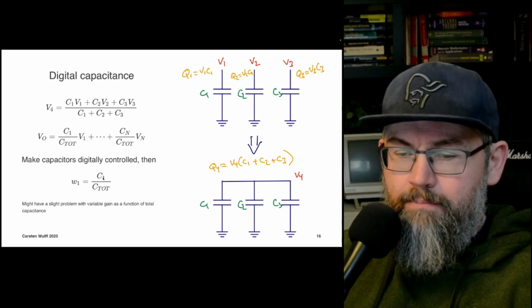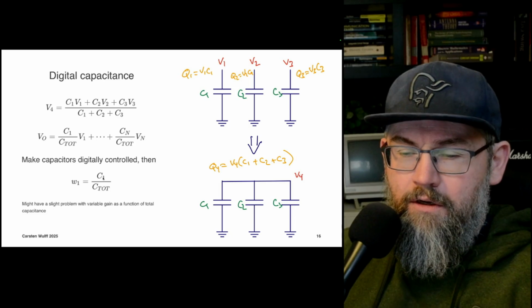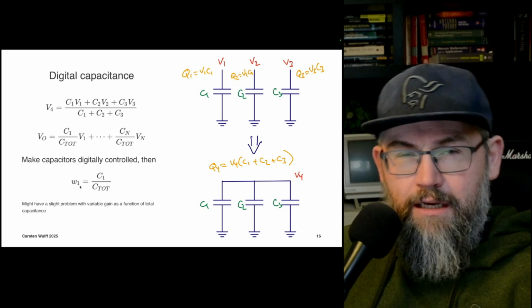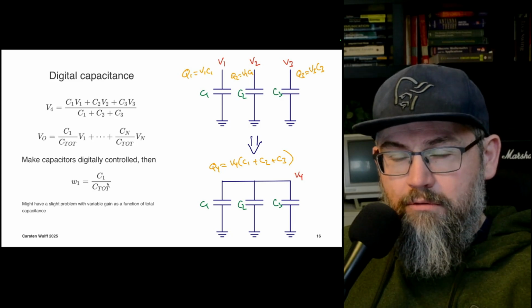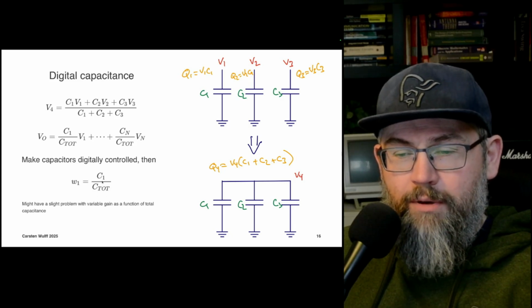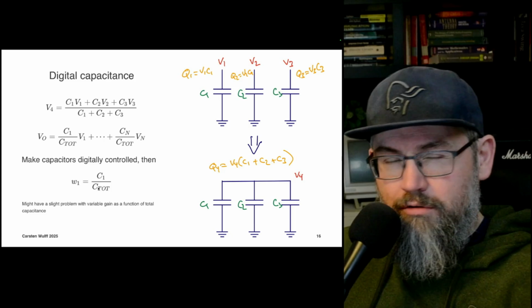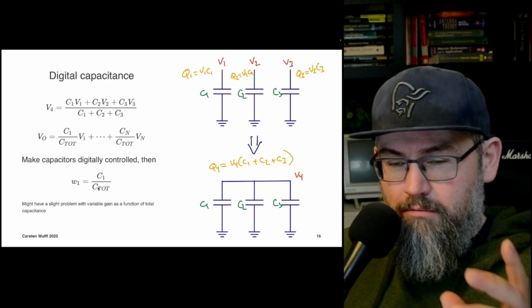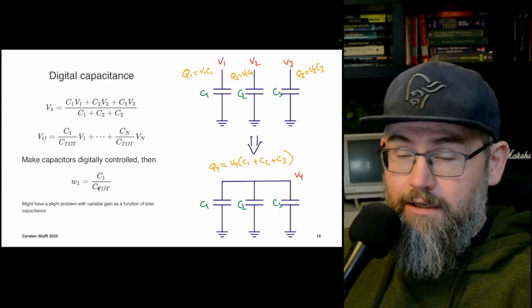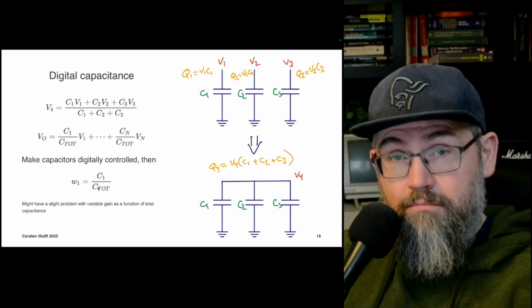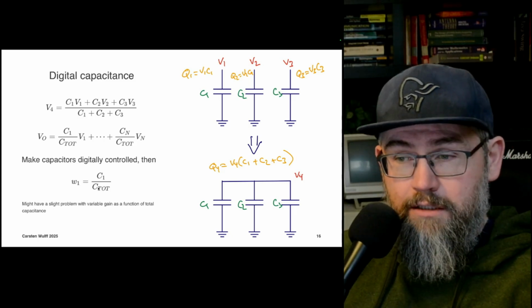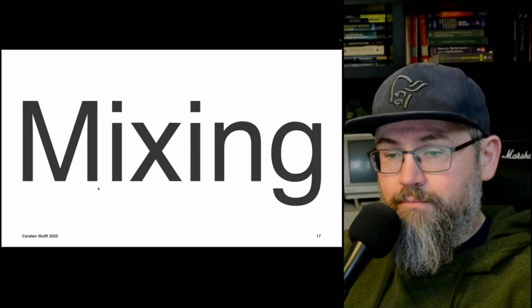Now, it might be a bit tricky here, since if you scale the W1s independently, then the actual coefficients will depend on the total capacitance. So I'm not sure how that plays into the neural network. I haven't really looked at that, but you can have a look at that and see how it works. But one way to implement this multiplication is with digitally controlled capacitance.